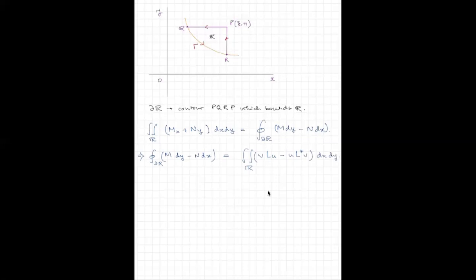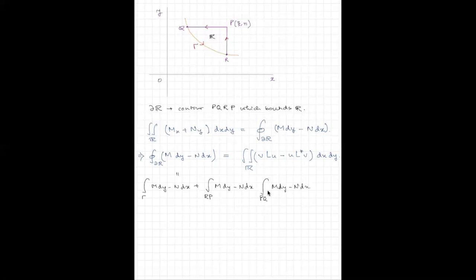So let us split this integral up now. This integral becomes the integral over gamma of m dy minus n dx, plus the integral over RP of m dy minus n dx, plus the integral over PQ of m dy minus n dx.